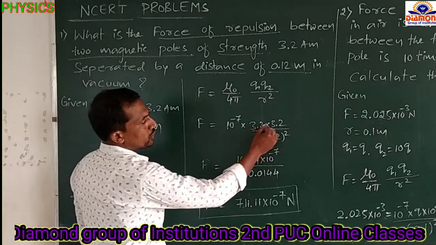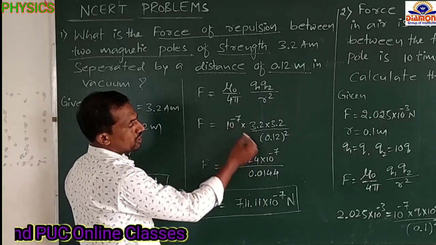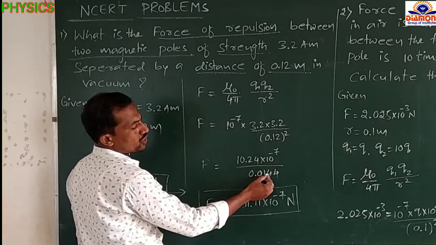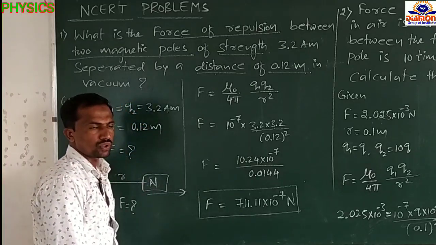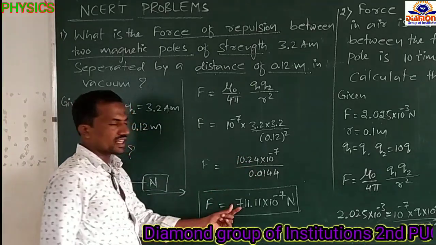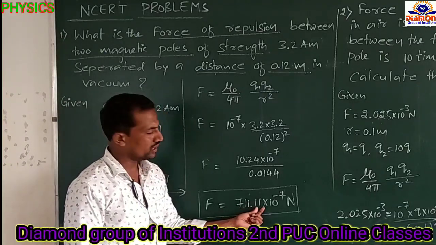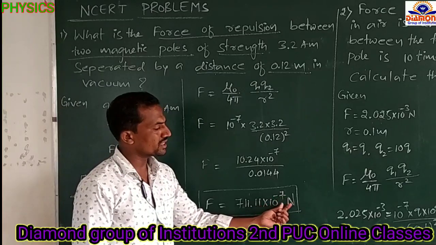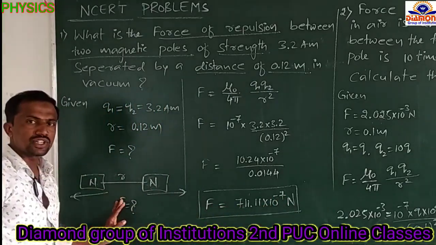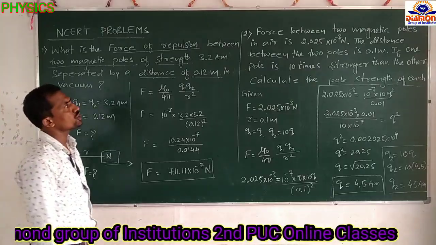Next, 3.2 into 3.2 means 10.24. 10 to the power of minus 7 is as it is. 0.12 square means 0.0144. Then if we divide these two values, we get 711.11 into 10 to the power of minus 7 Newton. This is the force of repulsion between two magnetic poles. Next problem.